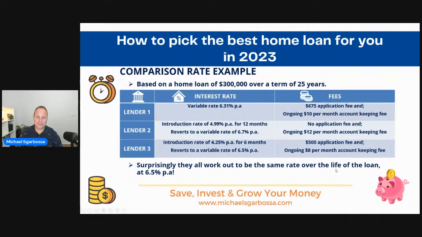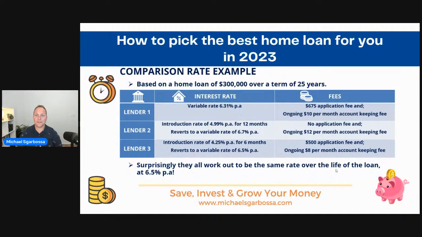Surprisingly, all 3 of these loans work out to be exactly the same over the life of the loan, at 6.5% per annum. So maybe that surprised you. If it did, then that's interesting. It really highlights the need for obtaining professional advice. And once again, I highly recommend using a mortgage broker, a broker that's impartial to the lenders that you may be directly talking to, that can provide you with a balanced view from a broad panel of lenders in their portfolio for you and your specific circumstances.